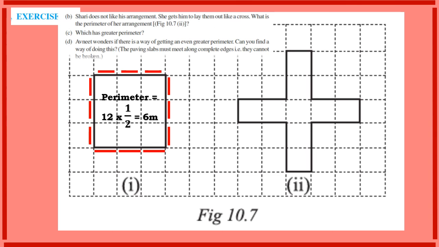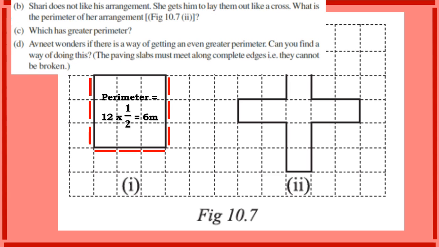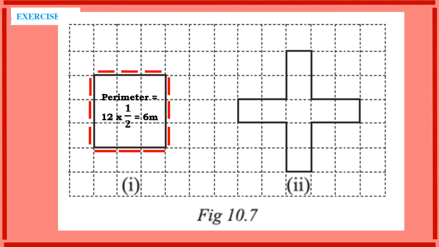Now the second part, what was the question? Shari does not like this arrangement. She gets him to lay them out like a cross. What is the perimeter of her arrangement? So figure 2, that we have to find also. We have to find which has a greater perimeter. Okay. So let us count here also.